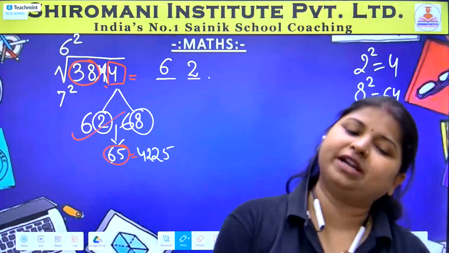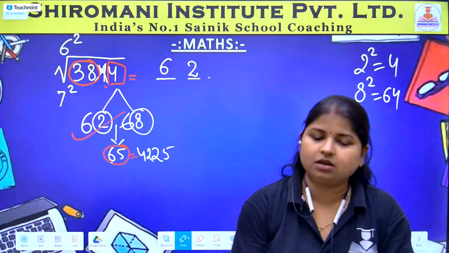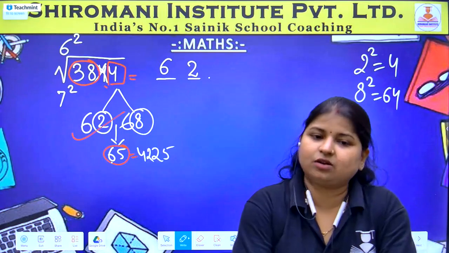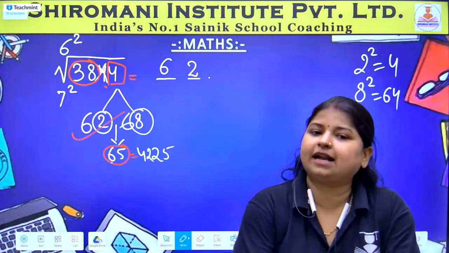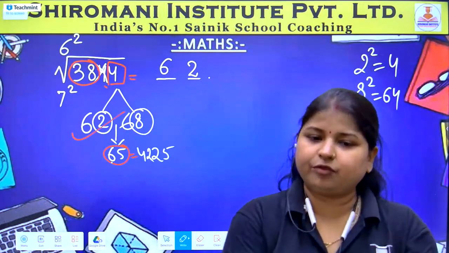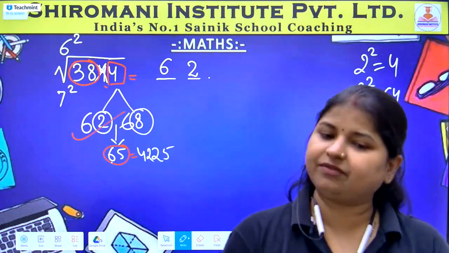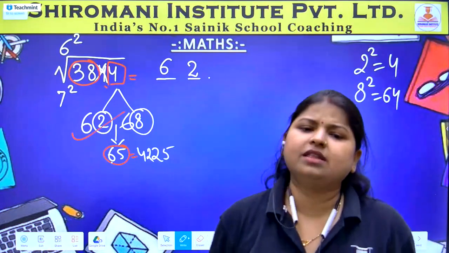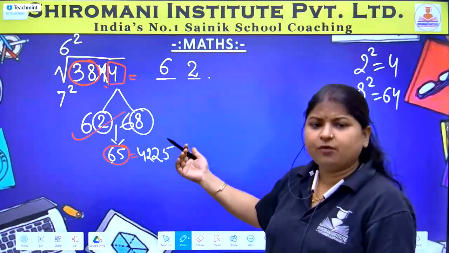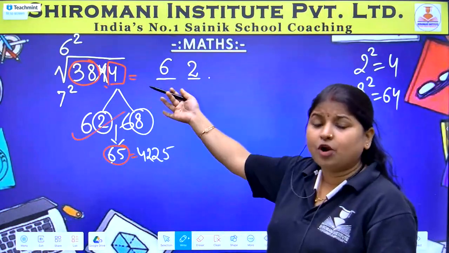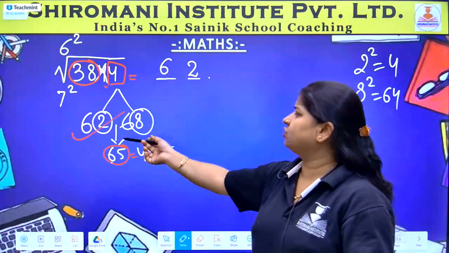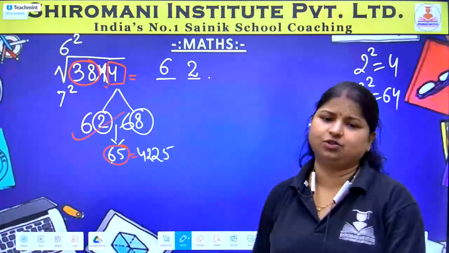Now in order to find quickly which one is your answer, just calculate 65 ka square, because calculating the square of a number that ends with 5 is easy. 65 ka square is 4225, because we have done in the first class how to do it. Check whether your question is more than or less than this number. Your question is less, so the lesser one will be my answer, that is 62.